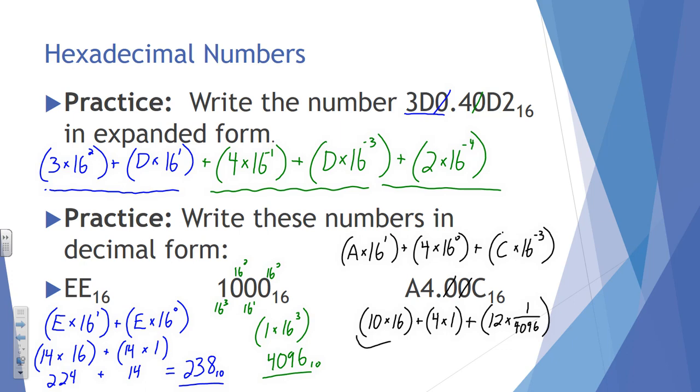The whole number part of our hexadecimal number here is 10 times 16 plus 4 times 1. That's 160 plus 4, or 164 point. And C times 16 to the negative third, which is the same as 12 times 1 over 4096, becomes 0.00292969. You can check that on a calculator, and that is the base 10 equivalent of that hexadecimal number.